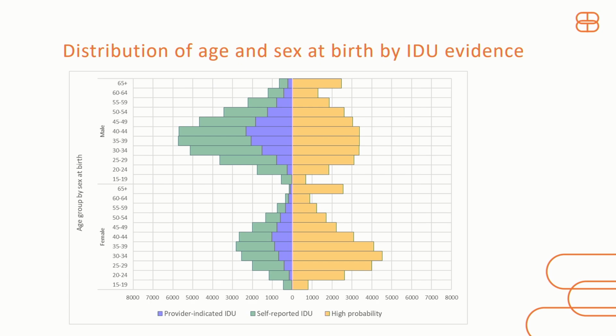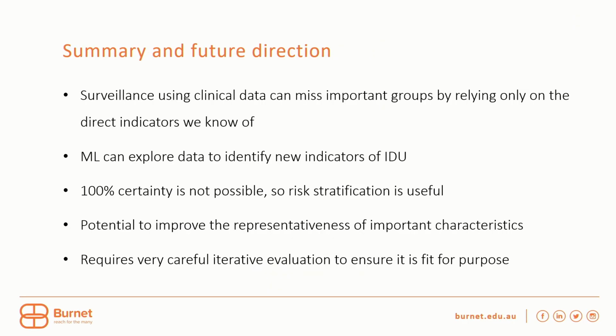So for this group, we can now further investigate the characteristics and the health service uptake so we can better inform and customise services and include them in our reporting. Using machine learning and risk stratification means that we can potentially improve the visibility of certain groups and uncover characteristics that were being missed that are important for planning and resourcing.